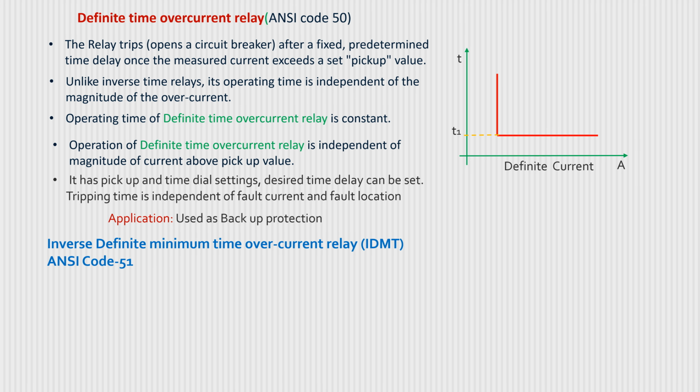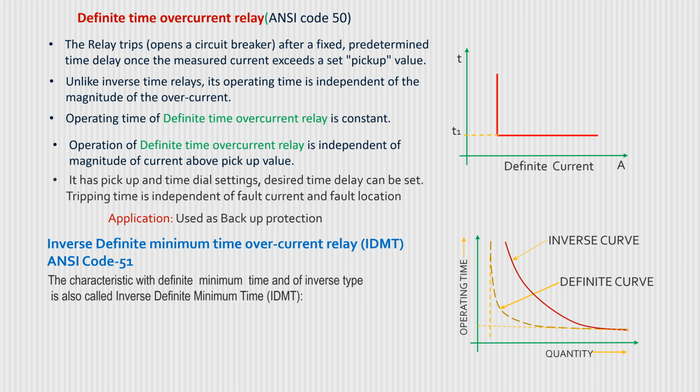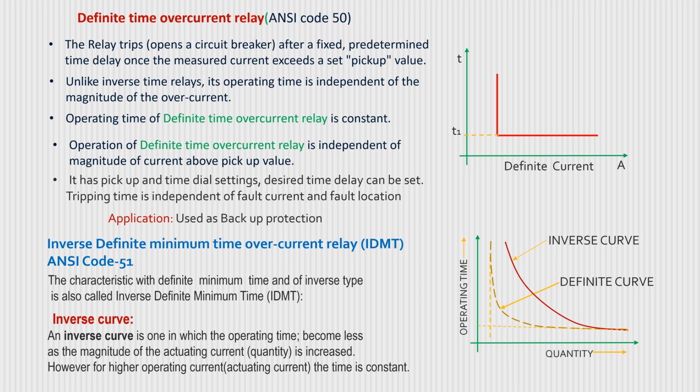Inverse definite minimum time overcurrent relay, IDMT. The characteristic with definite minimum time and of inverse type is also called inverse definite minimum time, IDMT. An inverse curve is one in which the operating time becomes less as the magnitude of the actuating current quantity is increased. However, for a higher operating current, the time is constant.